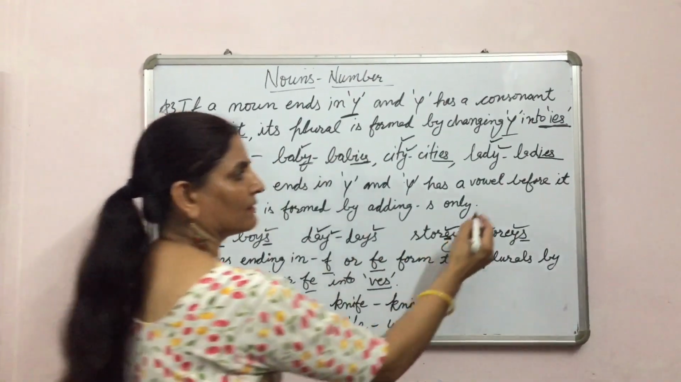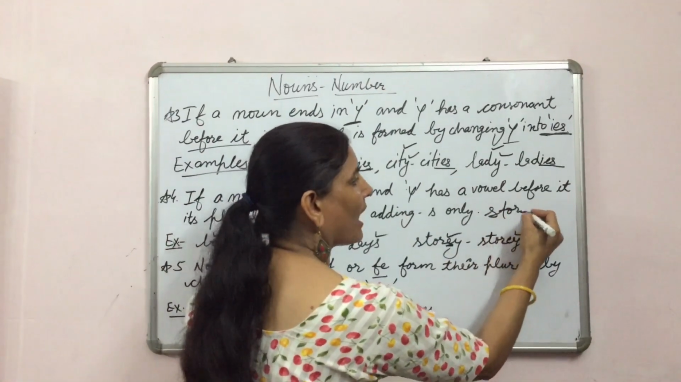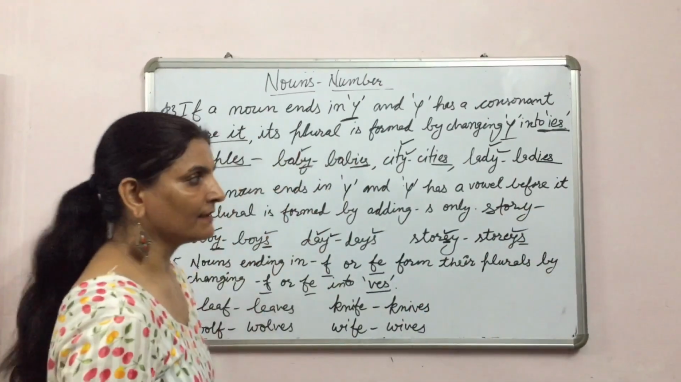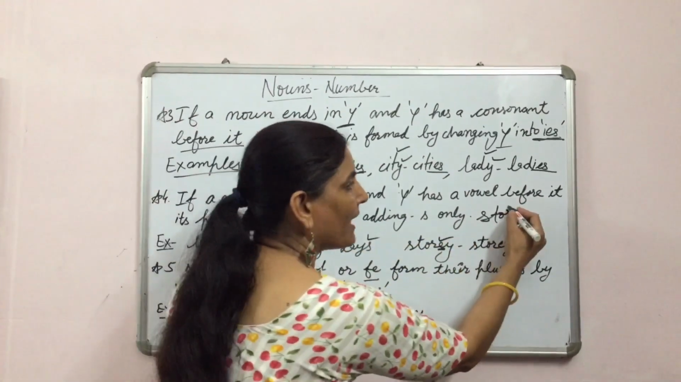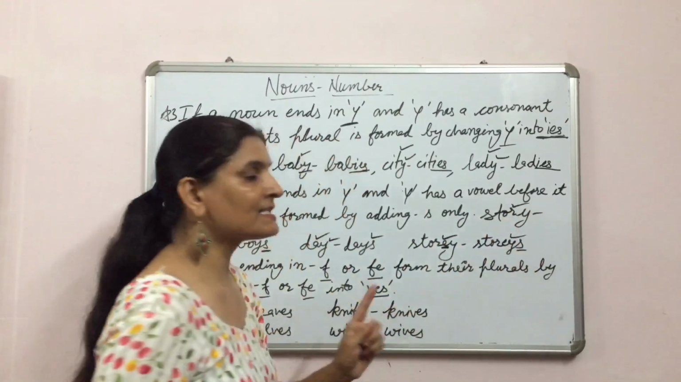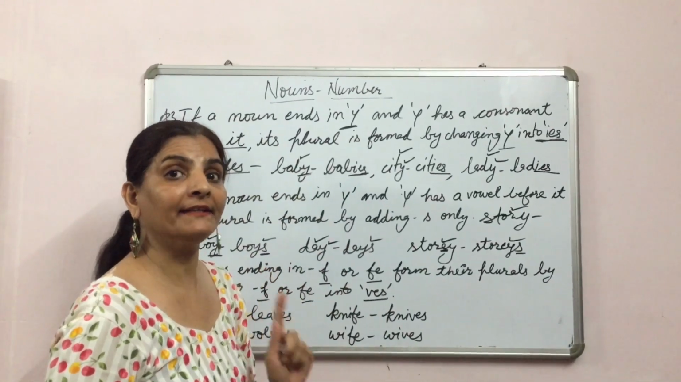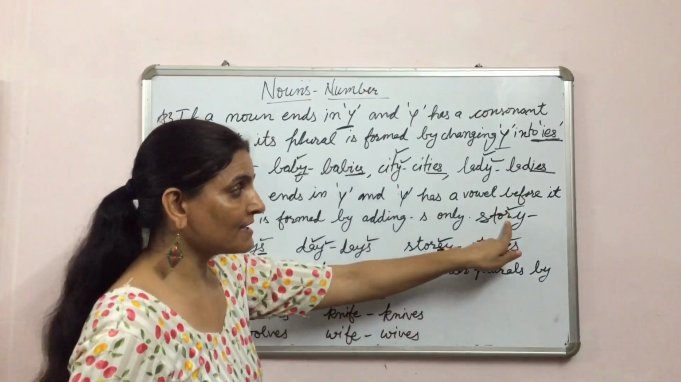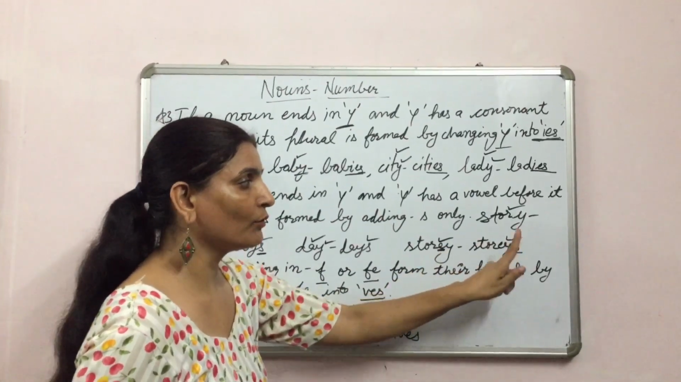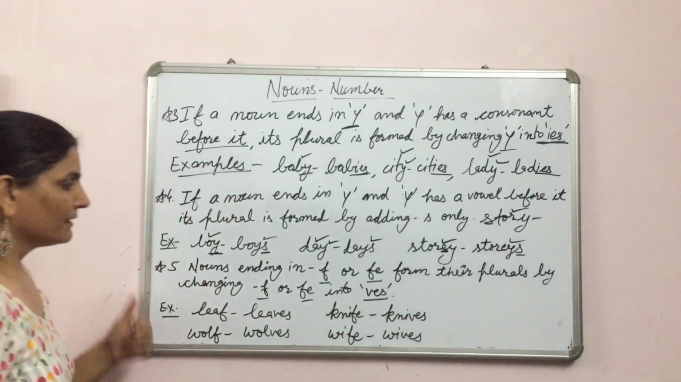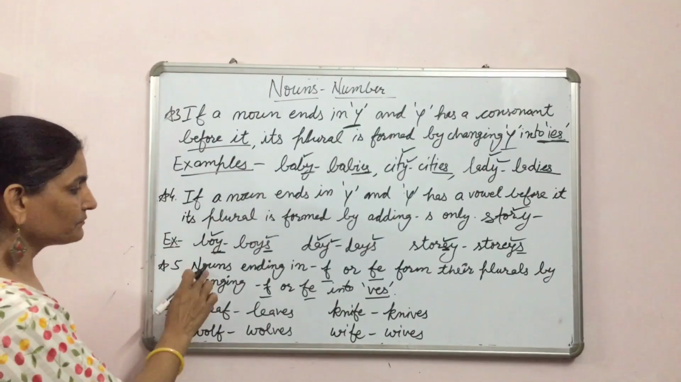There is one word, story. This is story, or we can say tale. R is there before y, a consonant, so we will put ies, stories. Consonant is there, but in the earlier examples there was a vowel, so we put only s. Now come to the next.